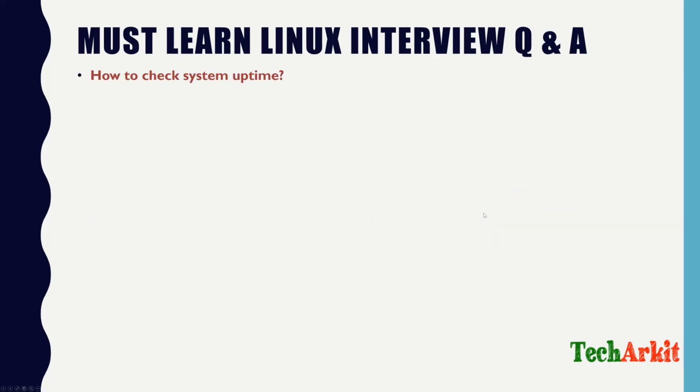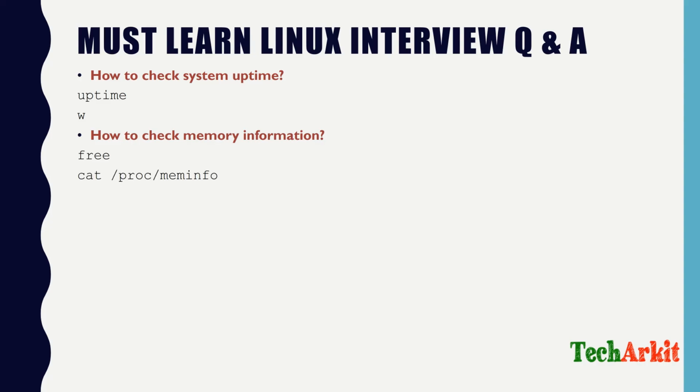How to check system uptime? What is the command you can use to check the system uptime? Uptime is the command where you can check it, or w is the command where you can also check the uptime on Linux systems. How to check memory information? free is the command you can use to check the memory information, or cat /proc/meminfo can also give you the memory information on the Linux server.